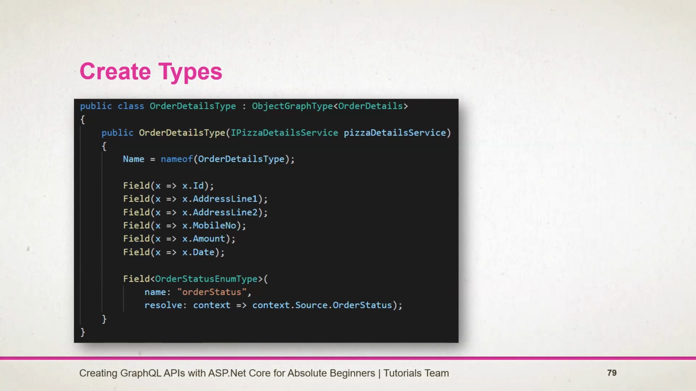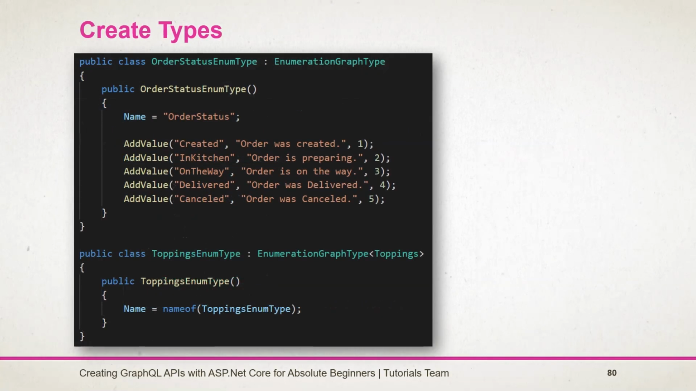Here is another type that we have created, in which we are passing the custom enum type for our order status. To create an enum type, we need to inherit it from EnumerationGraphType. Using the AddValue method, we can add the value for each enum value. We need to provide a name, description, and a value. You can also create a type having the same enumeration values. It will be useful if you don't want to provide any description value. For this, we just need to specify the enum in the generic type parameter of the EnumerationGraphType.